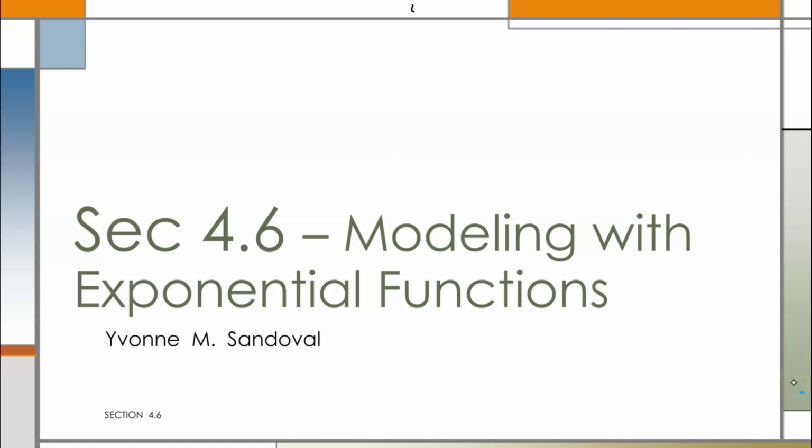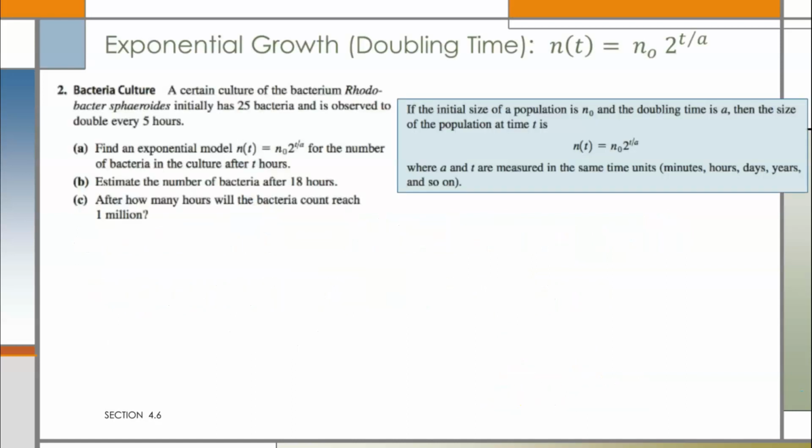Section 4.3, Modeling with Exponential Functions, Part 1. A certain culture of bacterium initially has 25 bacteria and is observed to double every 5 hours. Find an exponential model for the number of bacteria in the culture after T hours. Estimate the number of bacteria after 18 hours. After how many hours will the bacteria count reach 1,000,000?